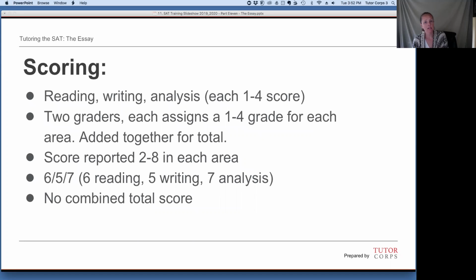The scoring of the SAT essay changed with the latest update to the test. So instead of receiving a single essay score, students now receive 3 scores, one for reading, one for writing, and one for analysis. Each of these is graded on a scale of 1 through 4, and there are 2 graders, so the total score will be the 2 scores combined, and each of those scores has a scale of 1 through 4. So for example, the student might get a 6 on reading, a 5 on writing, and a 7 on analysis for a score of 657.